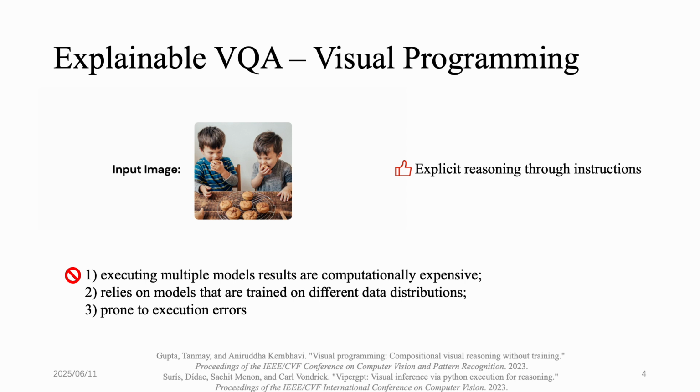One way to make VQA more interpretable is through visual programming. It solves complex visual tasks by breaking them down into simpler interpretable subtasks. These subtasks are generally like Python code, which is executable, such as object detection, comparison, or spatial reasoning. Most of these steps are associated with pre-trained models, so each reasoning step is verifiable. However, they rely on executing multiple specialized models, which can be computationally expensive, inconsistent across datasets, and prone to execution failures.